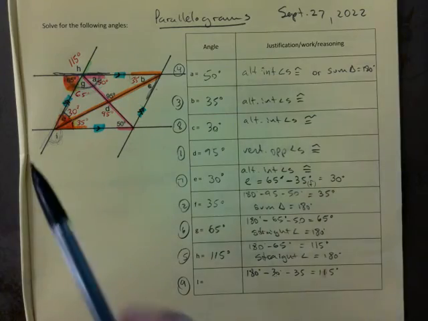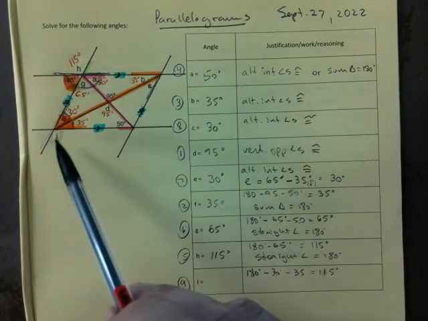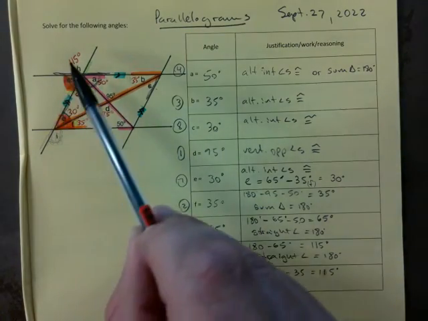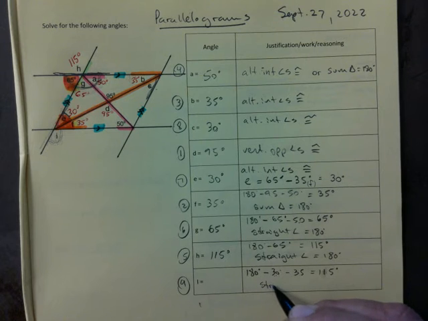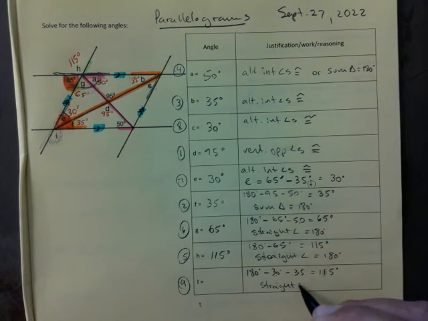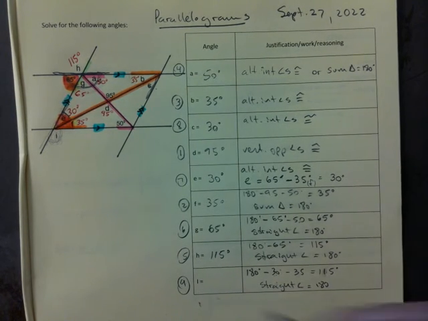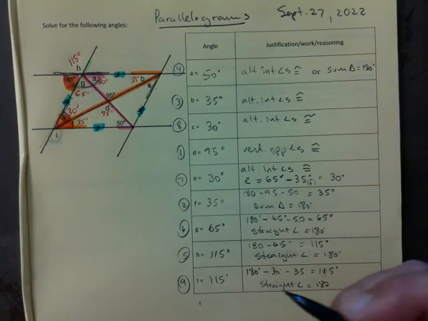Could you have done it a different way? Wait. What are these two? Alternate exterior. Yeah. So you can tell that it's, I will just do straight angle. And this is 115.